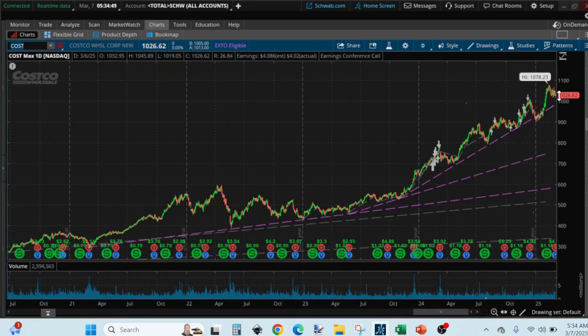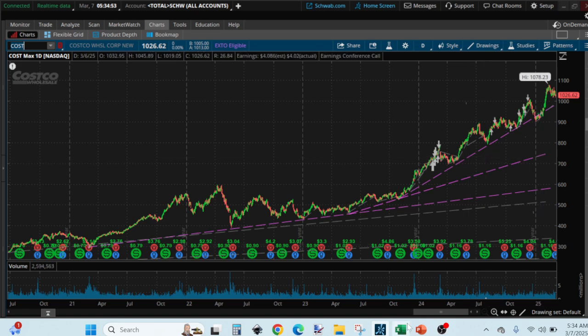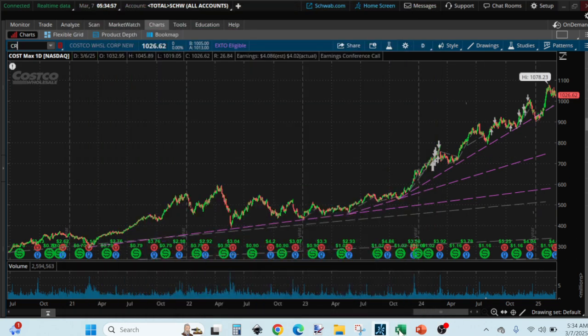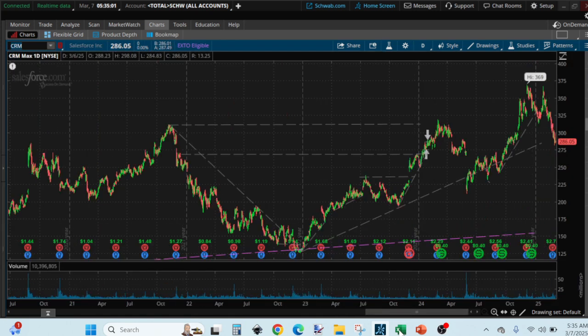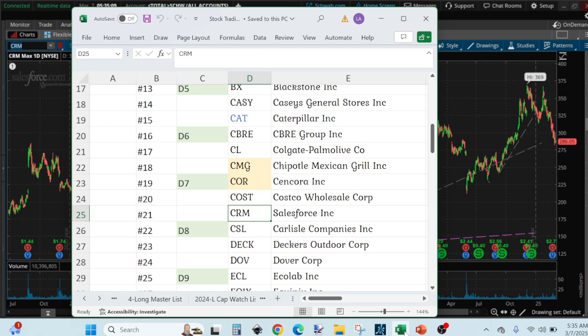COST is somewhere there. We want to buy it here or here. At this point, I'm not going to do anything with it. So the next one is CRM. So you see, in less than a minute, I analyzed those three. CRM, we like to buy here, and right now it is here. It's going down, but it's now close to where we want it. And then I'll just continue.